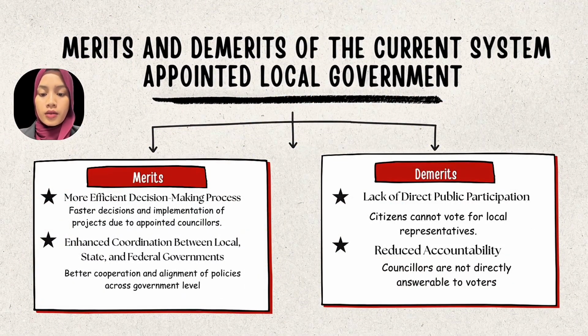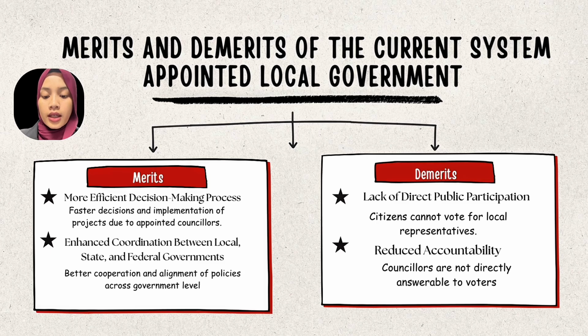So the next is about the merits and demerits of the current appointed system of local government. One of the main merits of the appointed local government system is faster decision making. Since councils are operated by the state government, development projects and public services can be implemented more quickly without delay caused by elections or political competition. For example, during the COVID-19 pandemic in Malaysia, local authorities were able to work closely with the state government to enforce health regulations and coordinate assistance programs effectively.